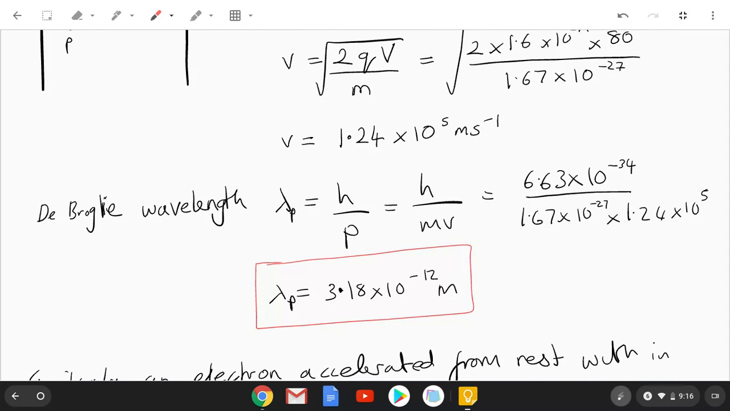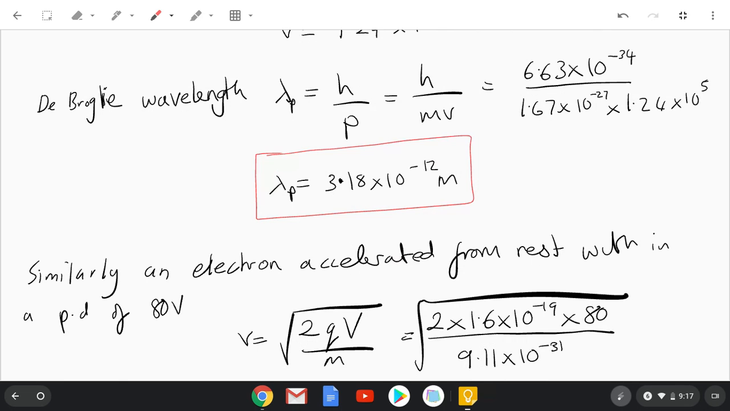Often the next part of the exam question is working out the wavelength. So we've got this speed this proton is moving at. We can then work out the momentum and then the de Broglie wavelength. So the momentum is the mass of the proton times the speed of the proton, and it's the Planck constant divided by the momentum, which is this de Broglie wavelength. So when this proton is accelerating and moving at this speed, it has a de Broglie wavelength of 3.18 times 10 to the minus 12 meters. So this particle has a wavelength of 3.18 times 10 to the minus 12 meters.